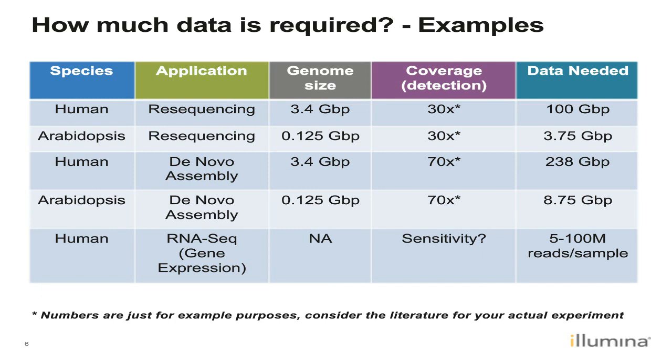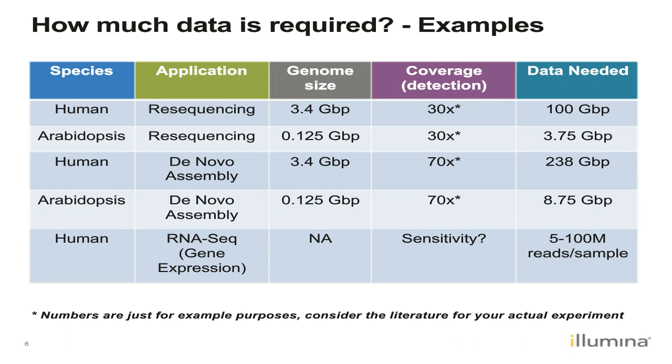Again, these are just very basic examples. It's just to really illustrate the point, but I think it'll help put things into perspective. So let's consider the first two rows. We're talking about resequencing. Resequencing is your alignment and variant calling application. And we have two different species. We have human and we have Arabidopsis.